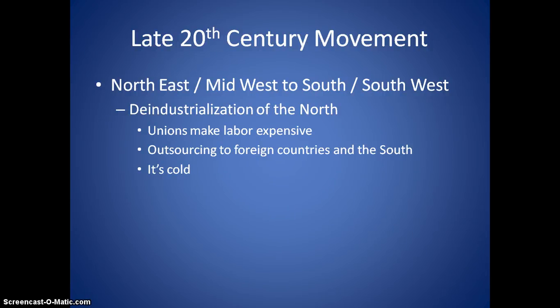Some other types of late 20th century movement that we begin to see, the next period of interregional movement. This is going to be in the late 20th century, and this is really what's going on today. So we could say late 20th century, early 21st century. So what's beginning to happen is, as deindustrialization begins to happen, people are going to be moving out of the northeast, the midwestern states, moving to the south and the southwest for a variety of different reasons. Like I said, a lot of it has to do with deindustrialization and an economic push, along with an economic pull that's going to be happening.